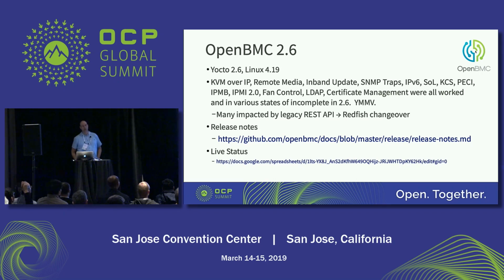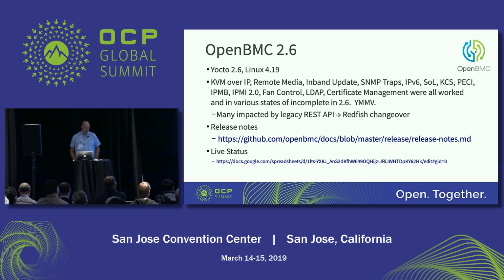Okay, so in 2.6, we skipped the 2.5 tag as we went from the old process to the new, so that we could have the same number as Yocto. Not sure if that was the right call or not, so stay tuned. But in OpenBMC 2.6, we have Yocto 2.6. We've got a 4.19 Linux kernel for our core components there.